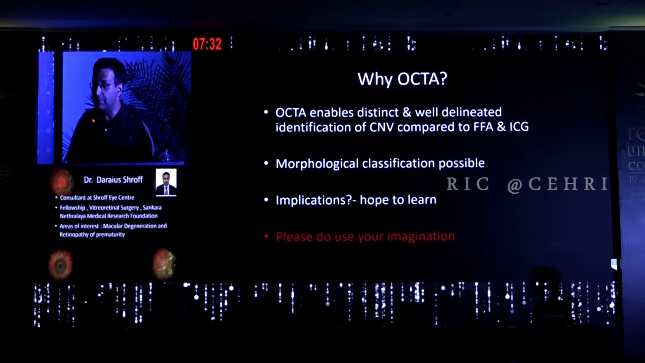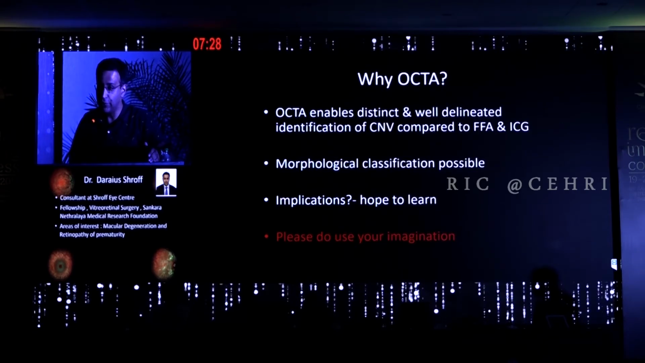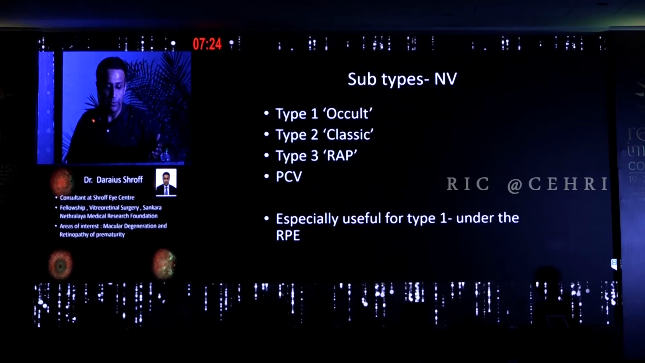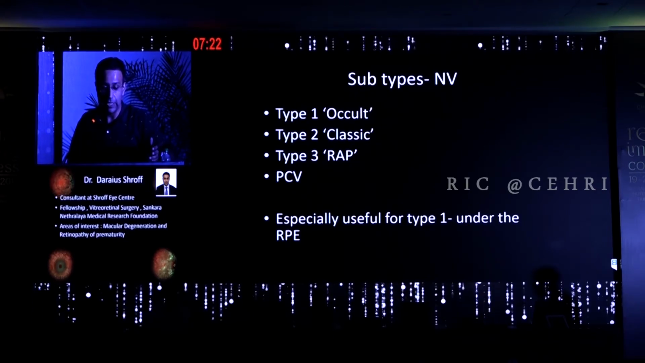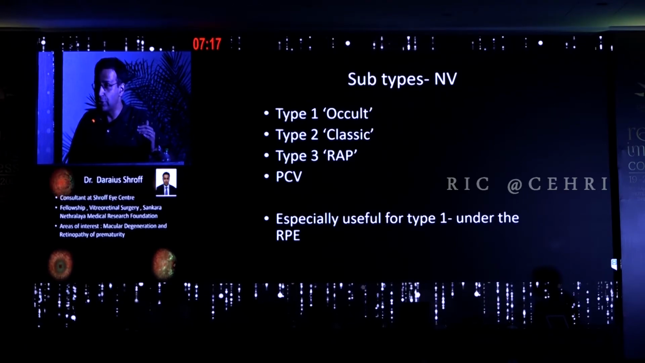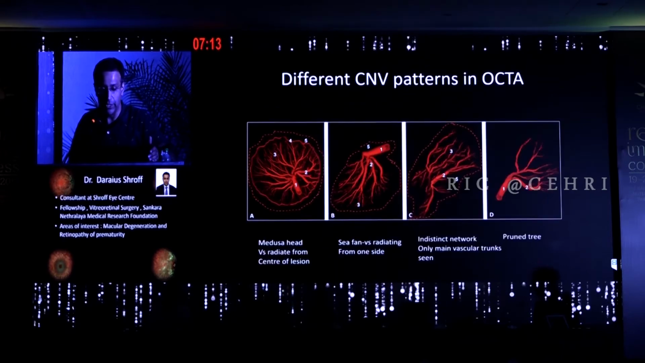And when we see all these beautiful patterns, I think it's nice to exercise our imagination also, because we have wonderful names, and I'll take you through some of them. Subtypes: type 1, type 2 and type 3, the RAP, as well as PCV is what I'll be covering today. Especially useful for type 1 because these are under the RPE and they're seen well with OCTA and not with the other imaging modalities.